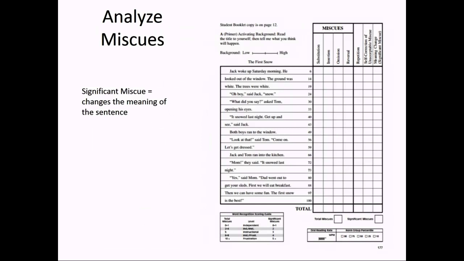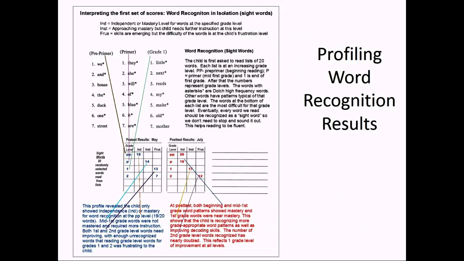Then you analyze the miscues. They call a significant miscue one that changes the meaning of the sentence. All right. Now, in terms of profiling what you have, this is an informal way of doing it for pre and post test.